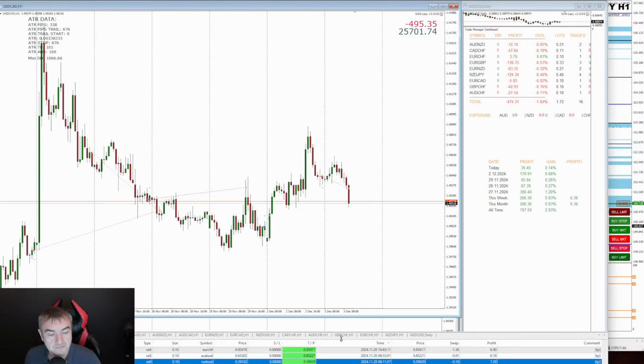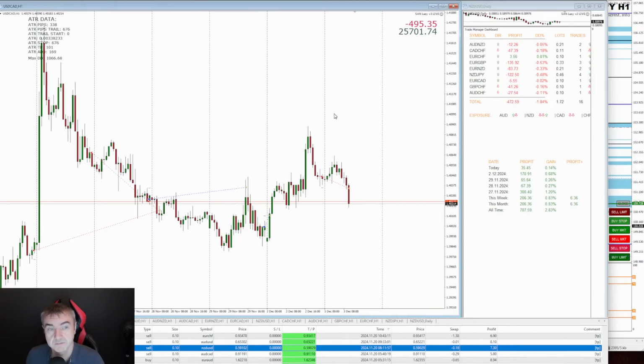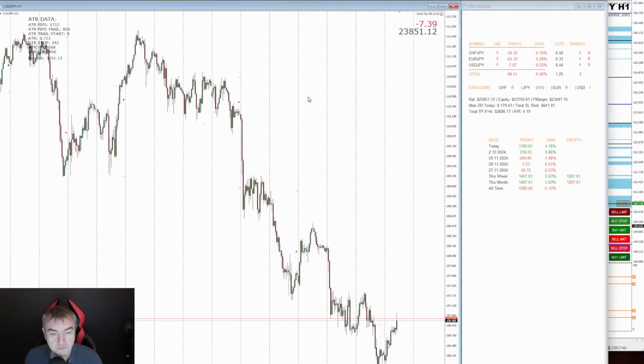Yeah, and this is about survivability, not about banking fortunes. It's about making consistent long-term money. So there you go, that's how that one works. The other one, the trend pullback strategy, banked 4.7%.